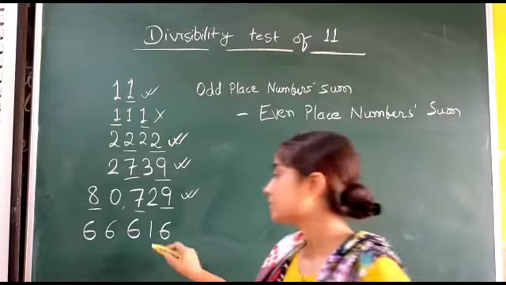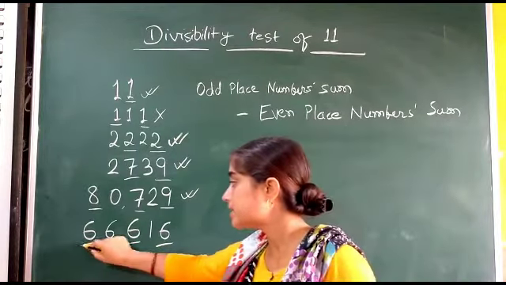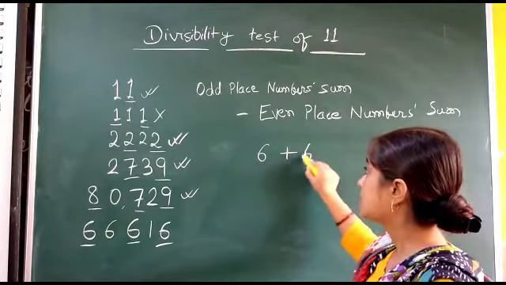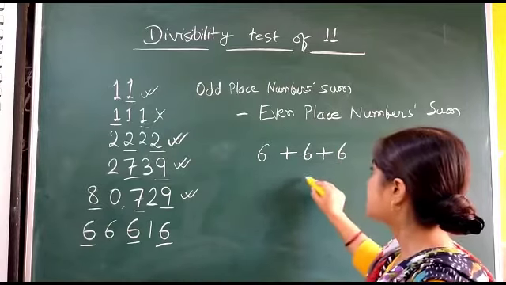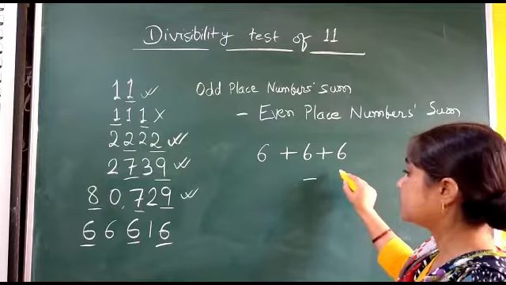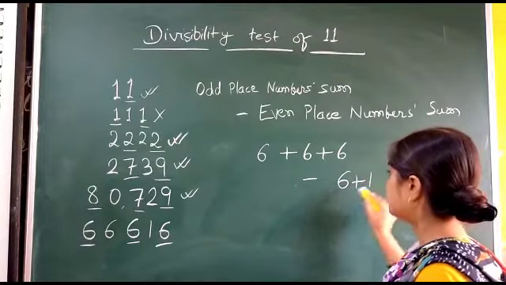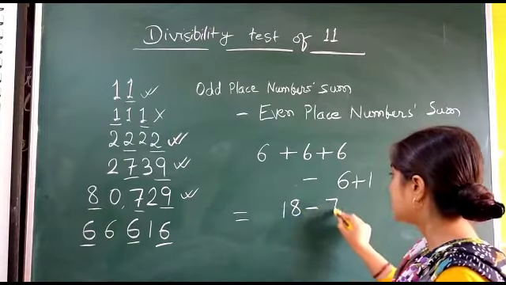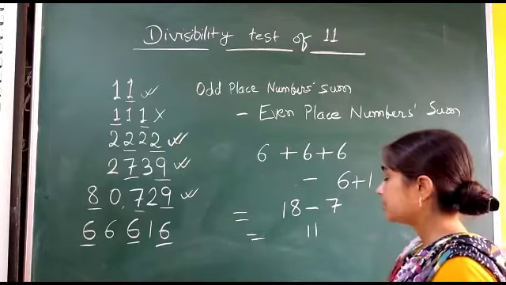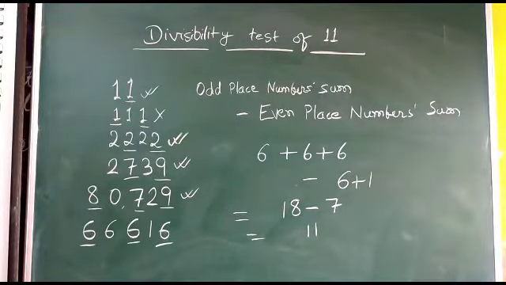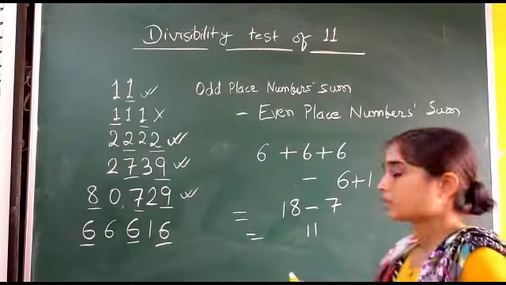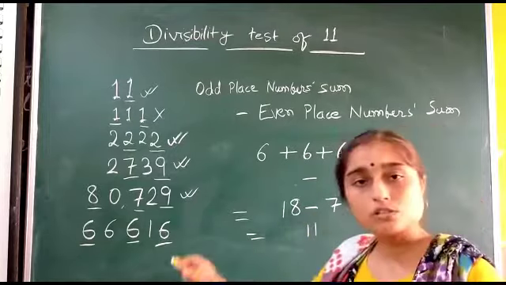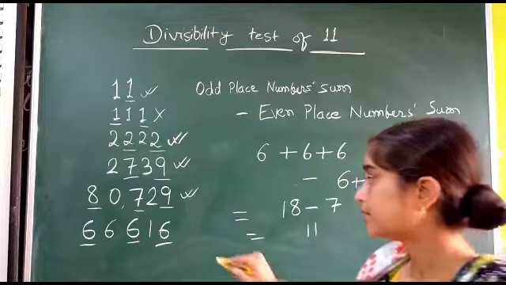Check it out also. Underline the odd place numbers and then find out. Sum of odd place numbers is what? 6 plus 6, minus the sum of even place numbers, 6 plus 1. What is this equal to? 18 minus 7, this is equal to 11. Yes? Now see, this is 11. Therefore, this number is also divisible by 11.